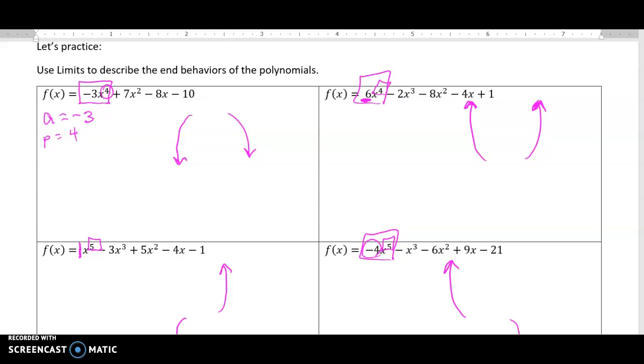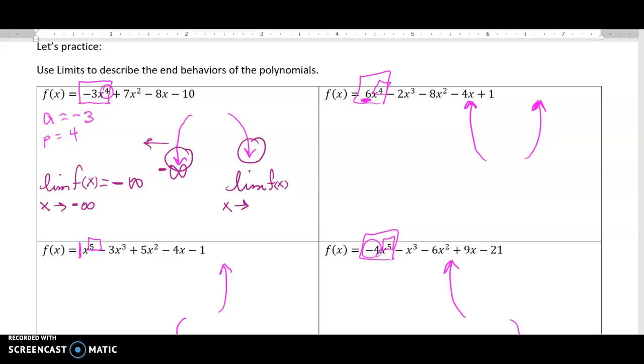Okay, let's do the limit. Let's use limits to describe the end behaviors, maybe for a couple of them. So although this graph is moving down, it is also moving left. So the limit of f of x as my x values approach -infinity, my limit, or my y values, are also approaching -infinity. Now the limit of f of x as my x values are approaching... not only is it going down, but it's also moving to the right. So my x values are approaching positive infinity. My limit, or my y values, are approaching negative infinity because the graph is going down.